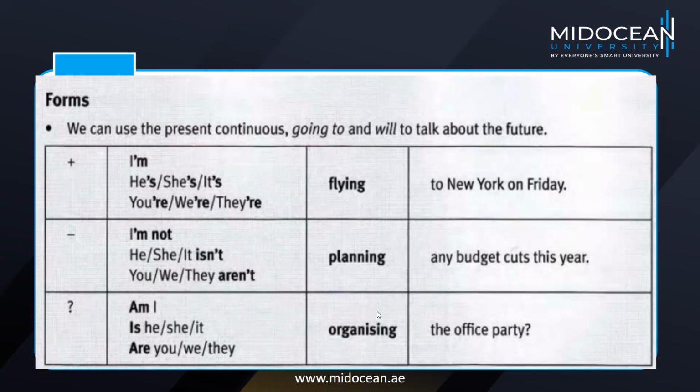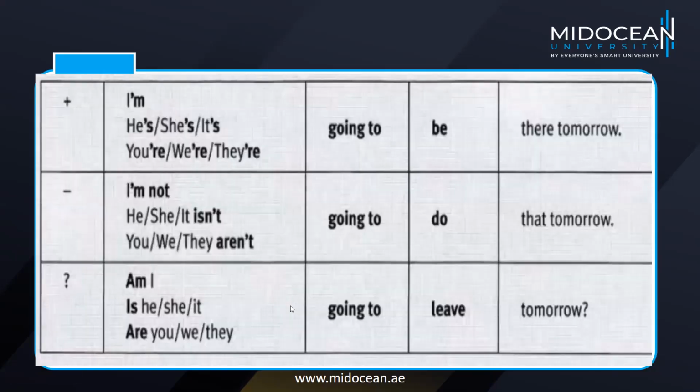Am I organizing? Is he organizing the office party? Are we organizing the office party? Are you organizing the office party? And so on. So am, is, or are plus the subject plus the verb with ing. Okay, that's it for the present continuous.